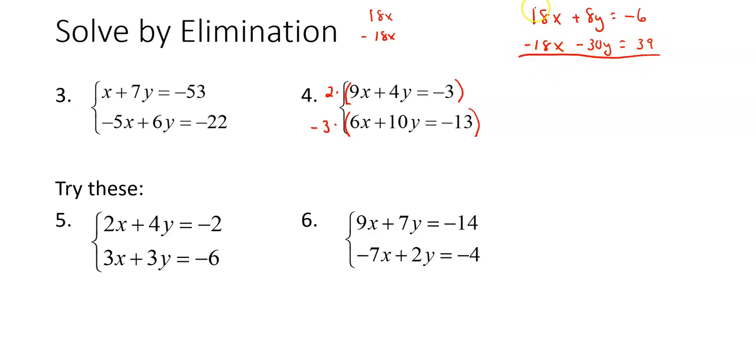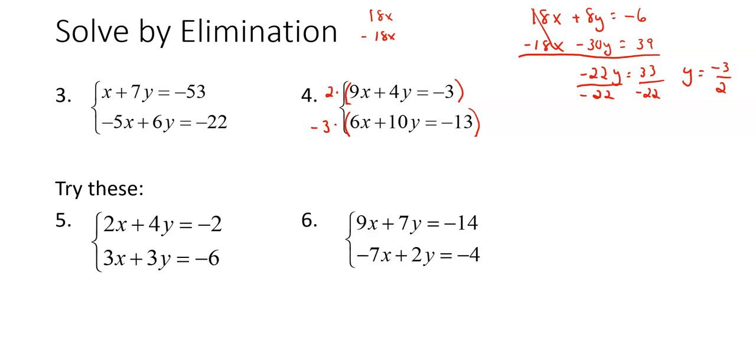Now add these together. The x's go away. 8 minus 30 is negative 22. 39 minus 6 is 33. So now divide both sides by negative 22. And I get y equals, if I take an 11 out of top and bottom, negative 3/2.